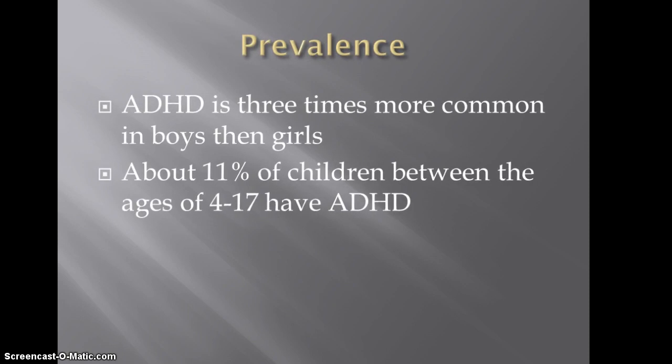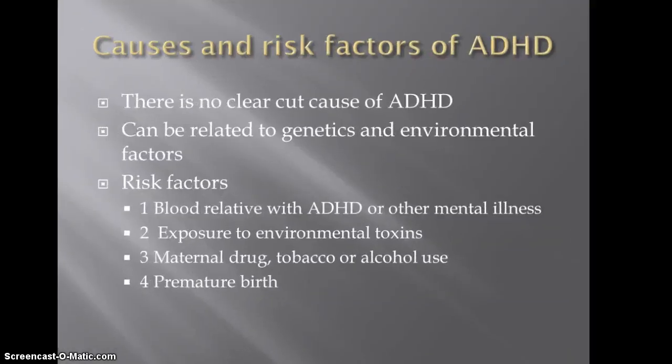ADHD is 3 times more prevalent in boys than girls, and about 11% of children between the ages of 4 and 17 have ADHD. Some of the causes and risk factors: there are no clear-cut causes of ADHD, but it can be related to some of these risk factors. If you have a blood relative with ADHD or other mental illness, exposure to environmental toxins, maternal drug, tobacco or alcohol use, or premature birth.